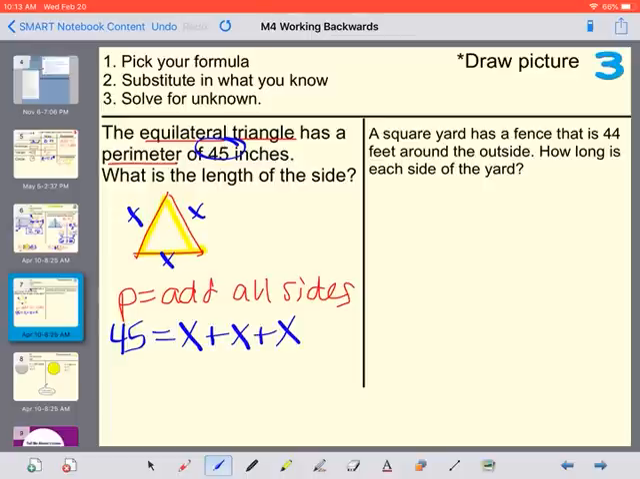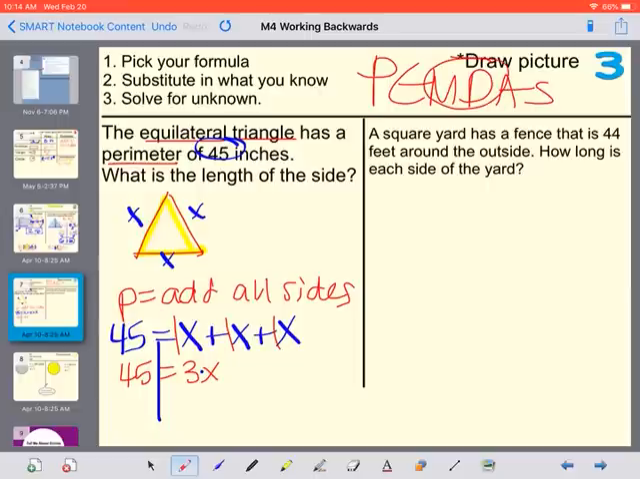So if we simplify this, this is really 1x plus 1x plus 1x. So how many x's do we have? Well, we have 3. We have 3 sides, right? So 45, the total for all of them, is 3x. So this is the same as just solving what we did before. The opposite of multiplying is dividing. Look at your order of operations, PEMDAS.